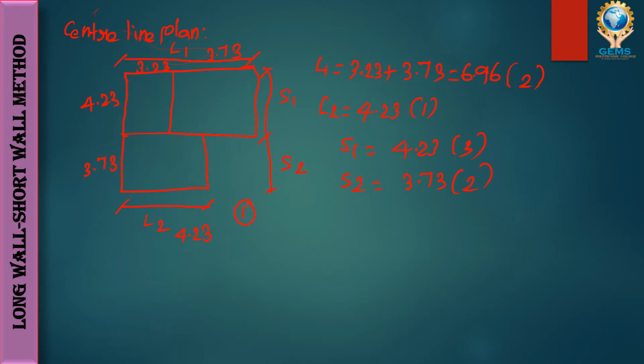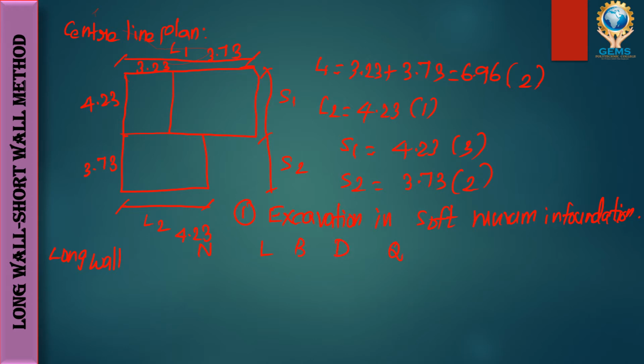So the first one is excavation. Excavation in soft muram, in foundation. This is the first one, for long wall and short wall. First we are going to find for long wall. So n, length, breadth, depth and quantity.